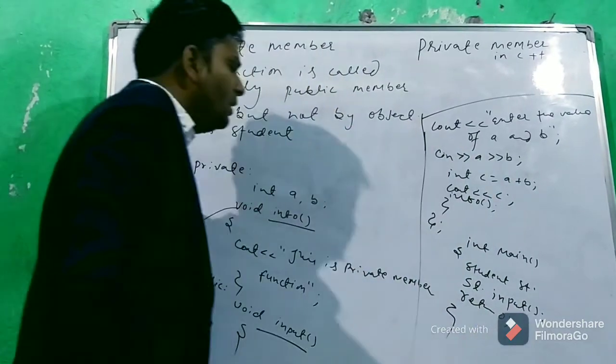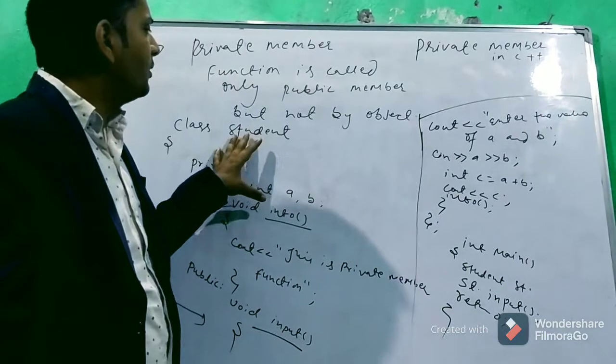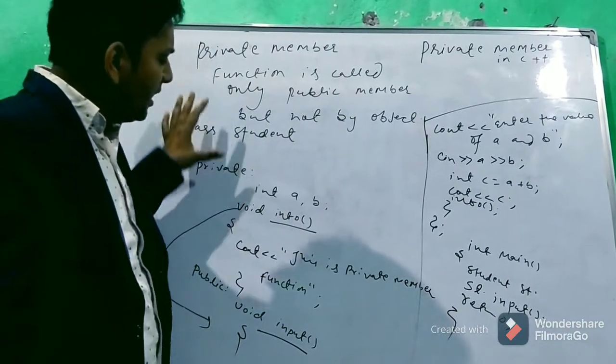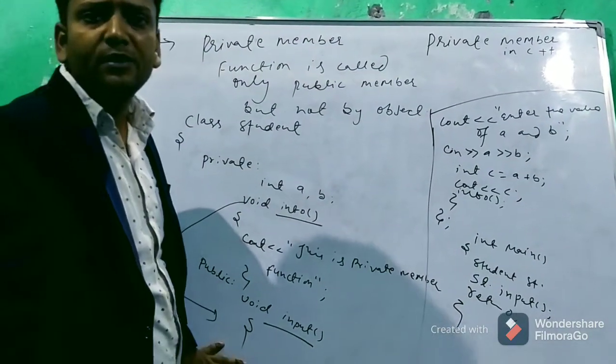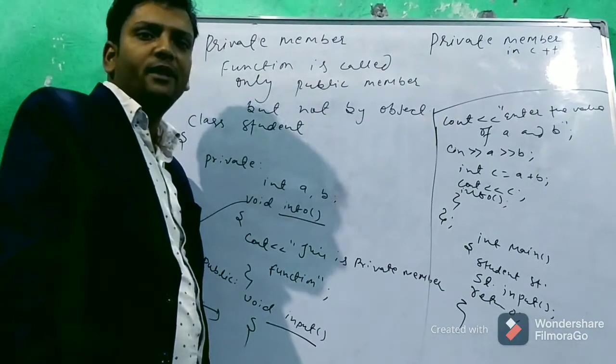In this way we can use the concept of private member functions. A private member function can be called only by the public member function, not by the object. So this is one clear example in C++.